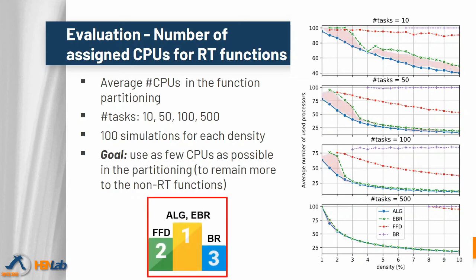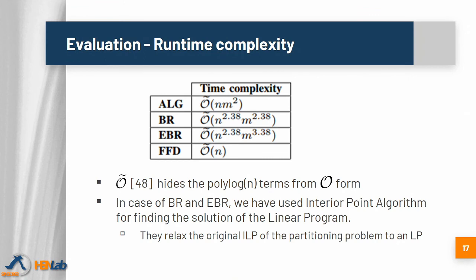We can see that our algorithm, the blue one, always used the fewest CPUs in the assignment. But as we increased the number of tasks in the simulations, the EBR also approached this result. In the case of 500 tasks, the two were almost the same. So, if the algorithms return valid partitionings, then OG and EBR use the fewest CPUs.